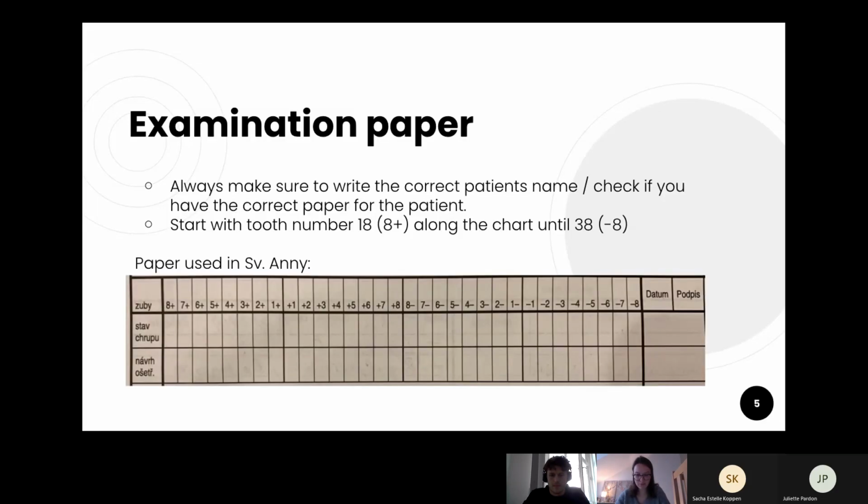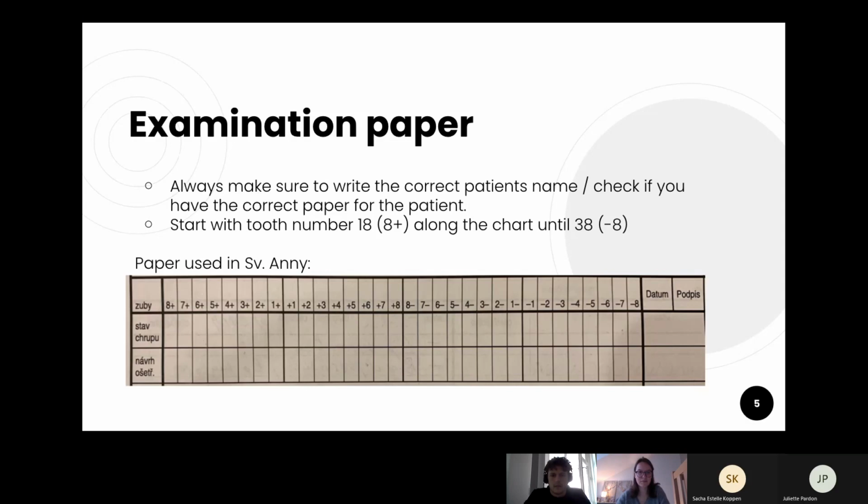So, first topic is examination paper. I actually chose this paper that we're using in Svarte Ani also. So you start with the 8+, which is the 1/8 tooth, and then you go from one tooth to the next one until -8, which is 3/8, so the third quadrant. And just always make sure that you have the correct patient in front of you with the correct paper.